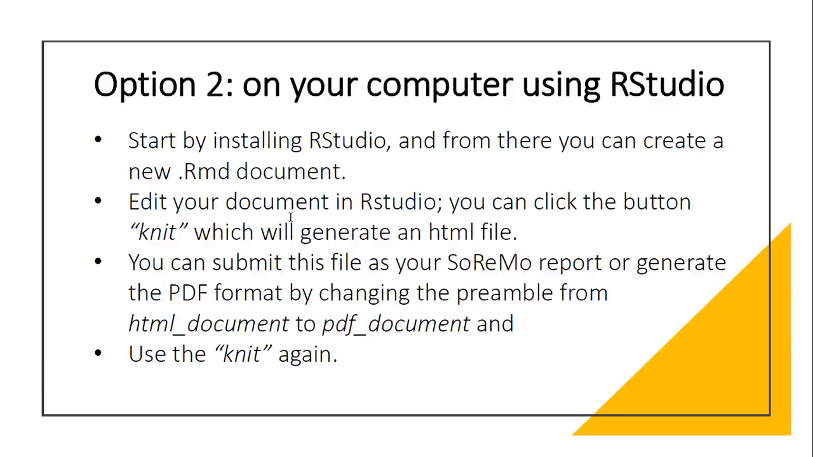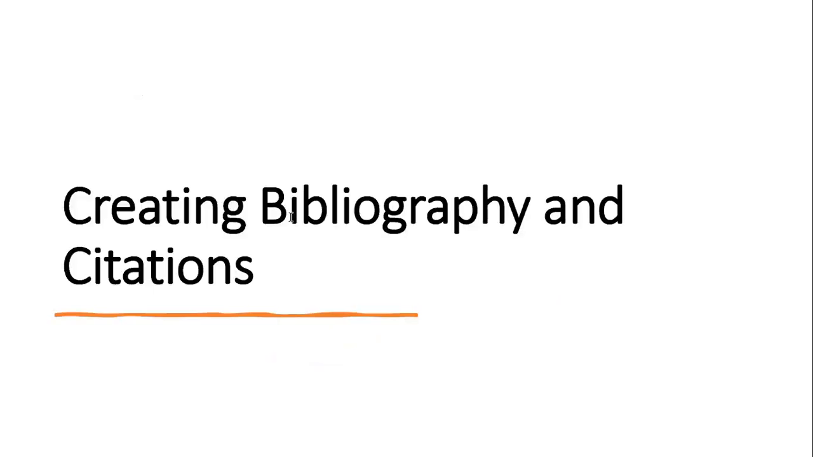And to do that, you just change a line of code from HTML documents to PDF documents, and you use the knit button again. So you can read this, but I'll show you an example of what I'm talking about. So the last part is how to create bibliography and citations.